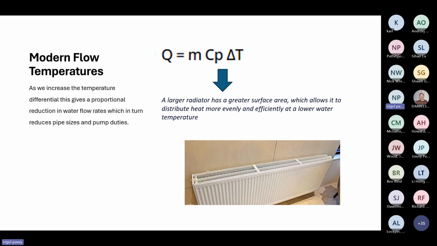So that equation, Q equals m dot Cp delta T. If the temperature difference is 20, then the flow rate is lower. That's good. But to get that heat into the space, you're going to need larger radiators. And I won't go into the technical bit of that, but it's all related to log mean temperature difference between the surface temperature of the radiator and the temperature of the room.